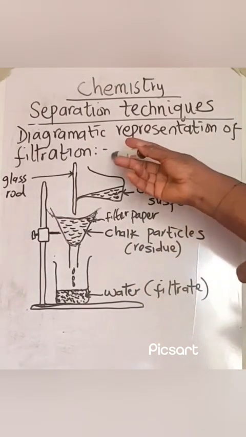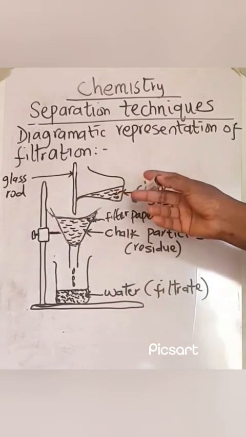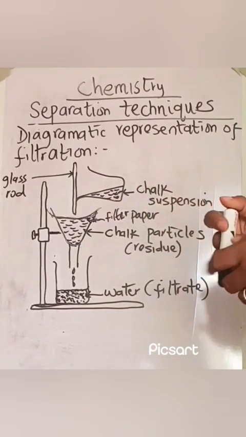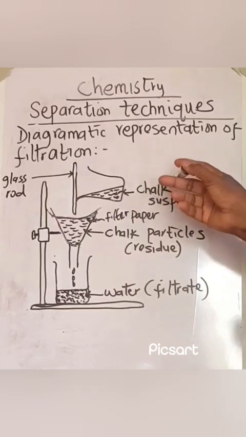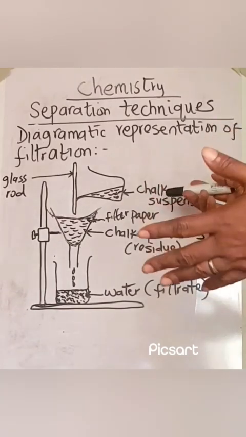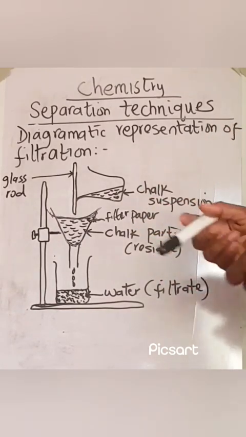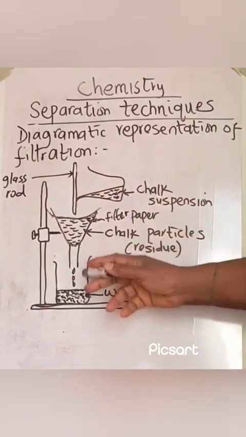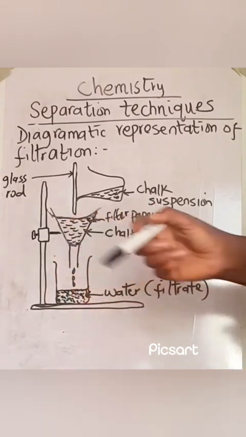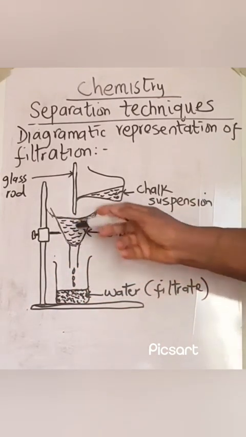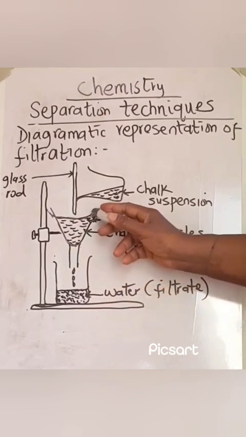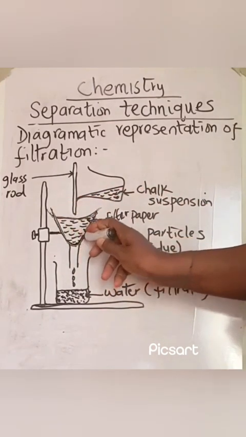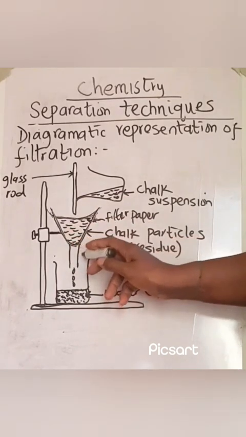In this situation, we are going to separate chalk particles from a mixture of chalk and water. So this is the chalk suspension. These are the apparatus we have set up. We put the beaker that we use to collect the filtrate, which is the water. We set up a funnel with the filter paper. This is the filter paper. This is the funnel.